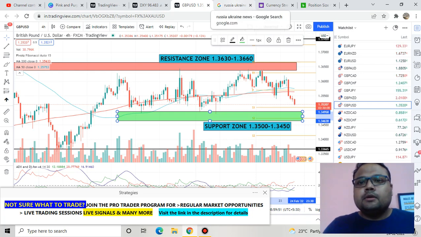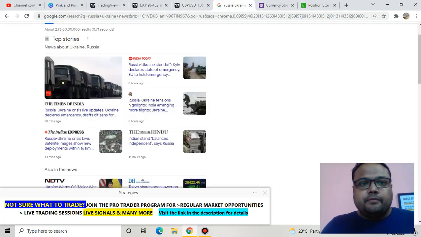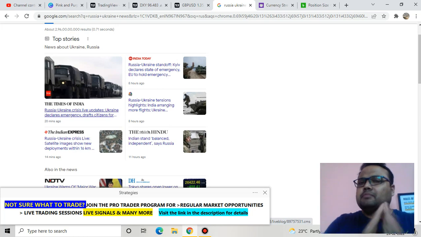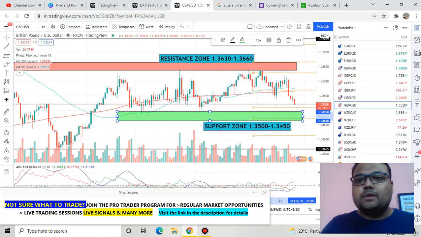Okay, you can see here that Ukraine declares emergency. New satellite images show new deployments within 16 kilometers, etc. So tension is intensifying, and as a result, pressure is there on the GBP USD chart.